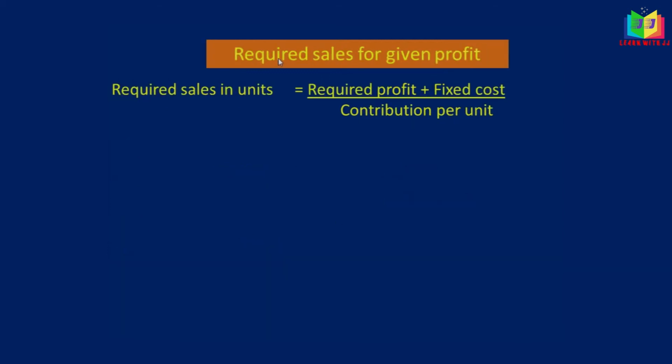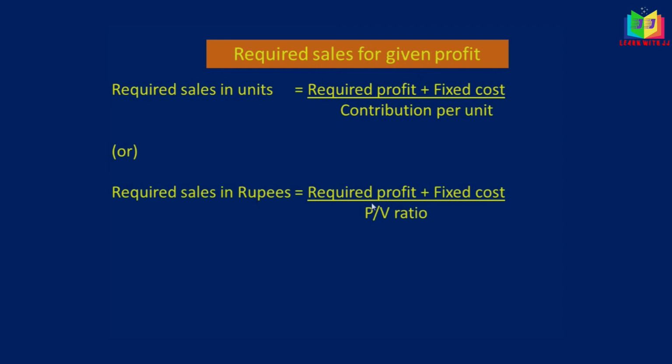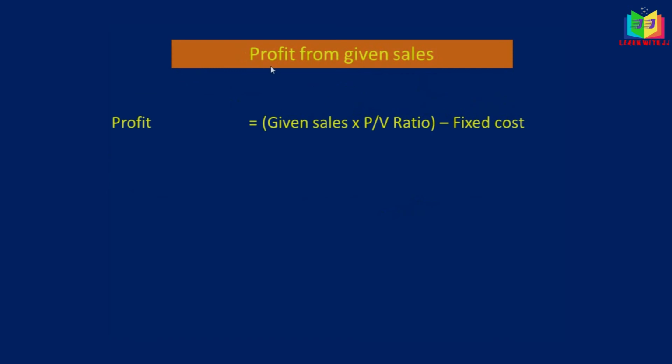Okay. Next, required sales for given profit. Here the profit will be given. Okay. We need to find what is the sales to earn that profit. Here the formula is required profit plus fixed cost divided by contribution per unit, if we want the sales in units. And if we want the sales in rupees, required profit plus fixed cost divided by PV ratio. Okay, and profit from given sales.